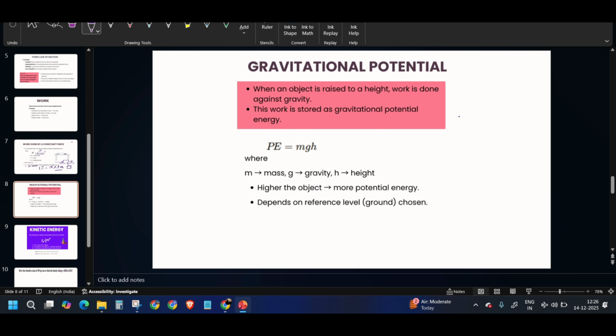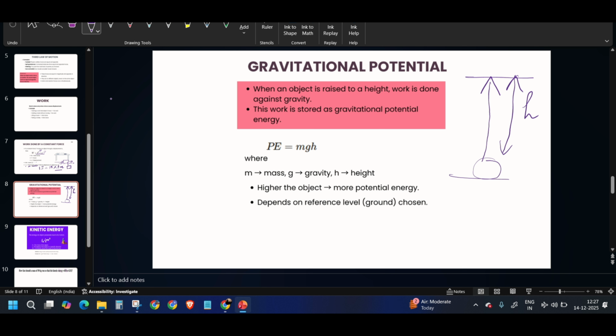Here, when an object is raised to a height, suppose an object is placed on a level. So if an object is raised to a height of h, the work done is against the gravity. Work done is stored as gravitational potential energy. So the gravitational potential energy can be observed when the object is raised to a height and the work is done against the gravity.